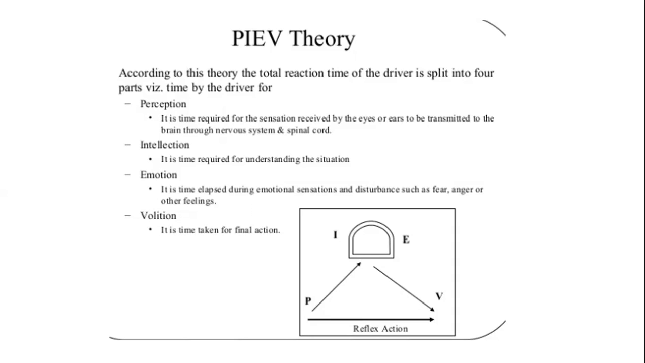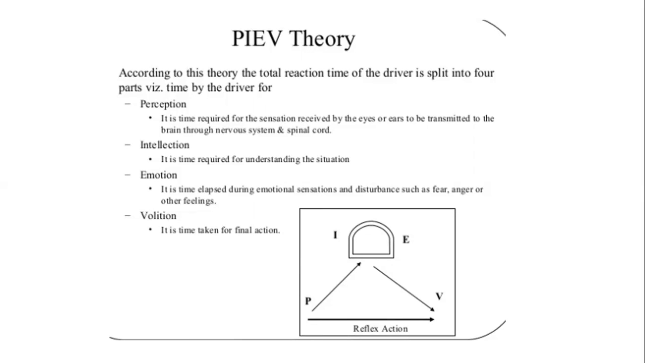And finally, it's the volition time. You have to take a final action. What is that final action? You are going to apply the brakes. That is called the volition, the time taken for the final application of the brakes. Got it? So this is called the PIEV theory, and all these come under the total reaction time of the driver.